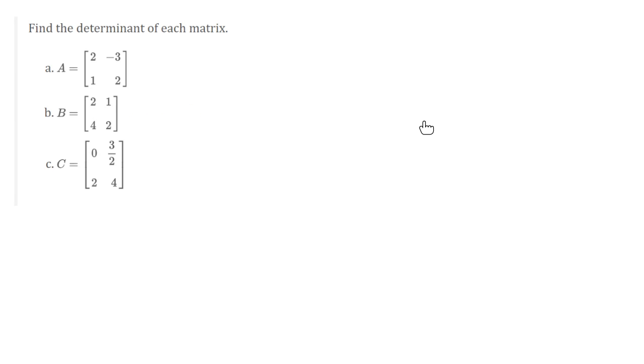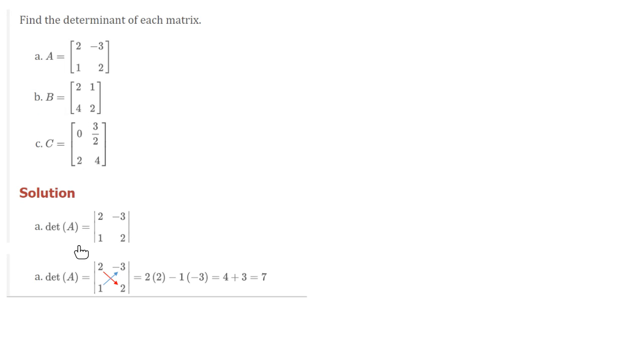It's always going to be a number. So if you get a variable or something, then you know that you did it wrong unless your matrix has variables in it. So if we look at A, I'm going to find the determinant. I wrote DT parentheses A and changed my brackets to vertical lines. So I'm going to multiply 2 times 2 and negative 3 times 1. So 2 times 2 is 4, negative 1 times 3 is positive 3, plus the 4 is 7. So my answer is 7.